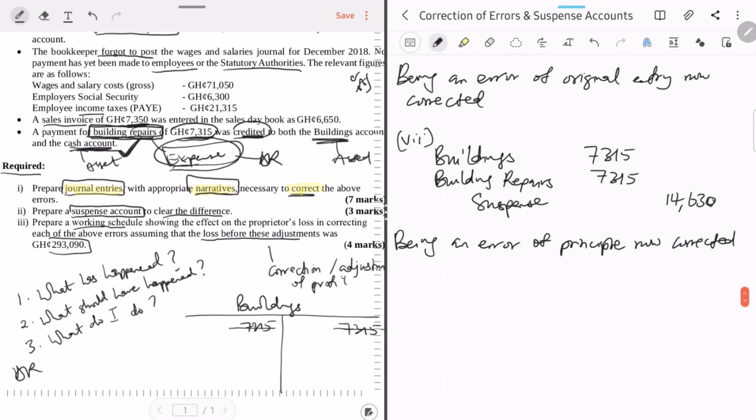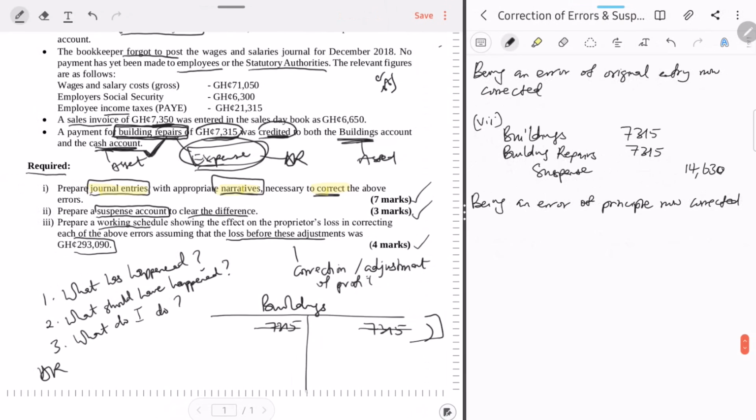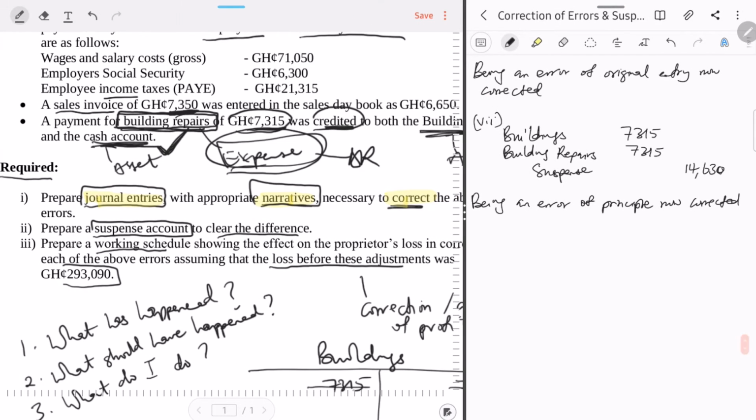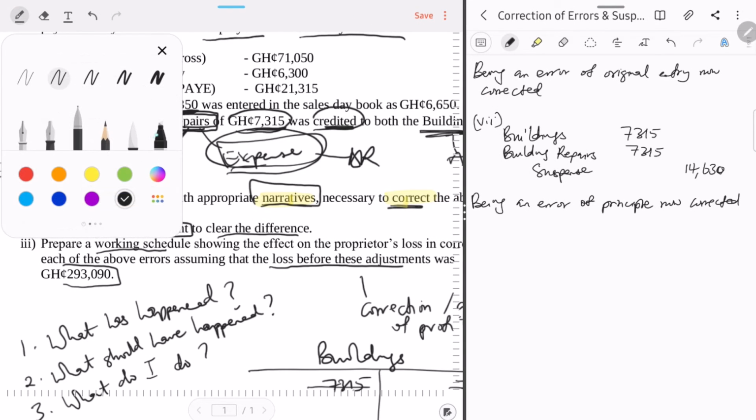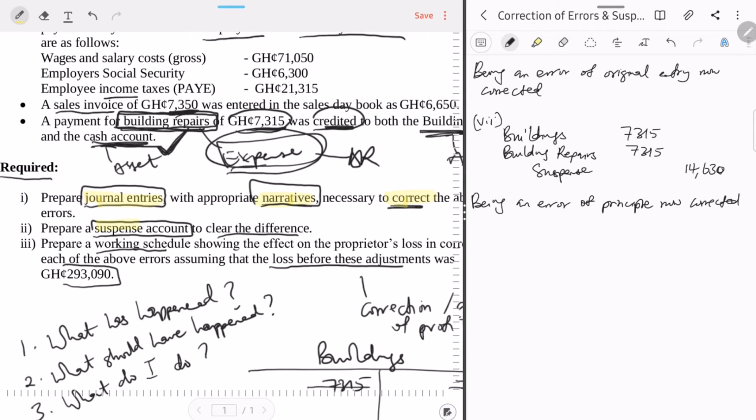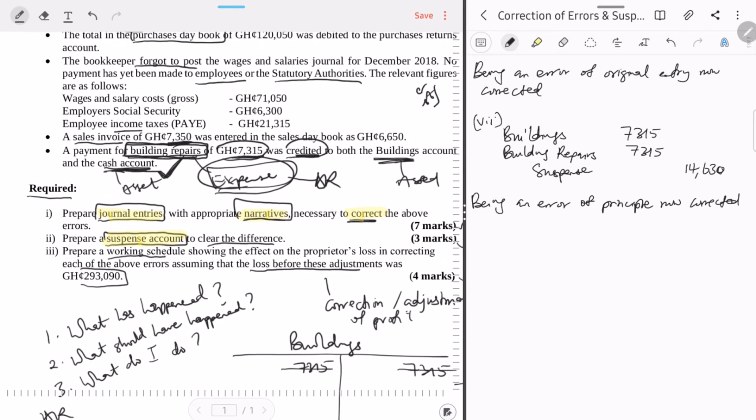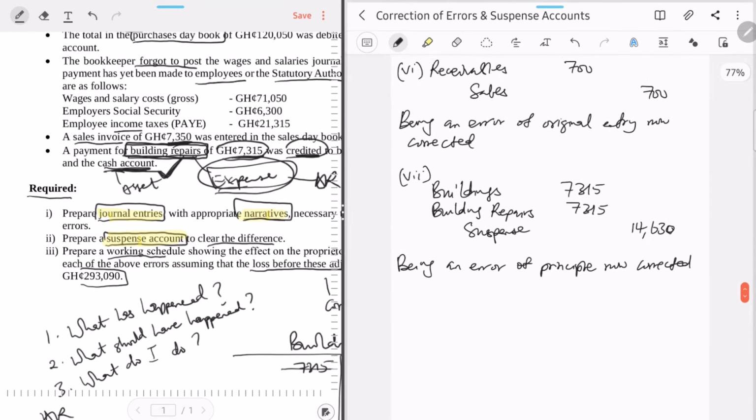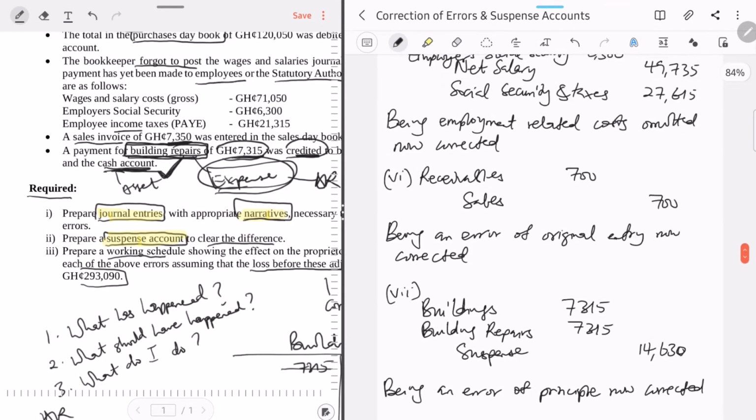The next thing they asked us to do is what? Prepare a suspense account to clear the difference. This is arguably the easiest task you're about to do in your entire life, preparing a suspense account. It's very easy. Let me show you how. When it comes to suspense accounts, all you are required to do is come to the journals you prepared here and identify all the ones that are named suspense.